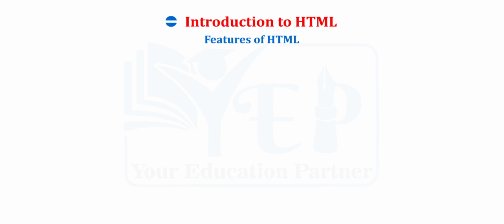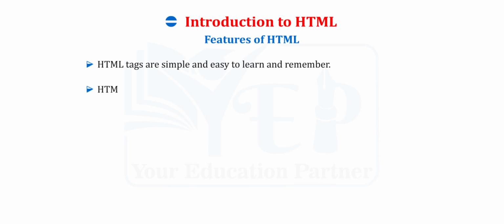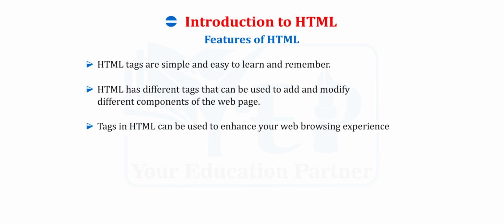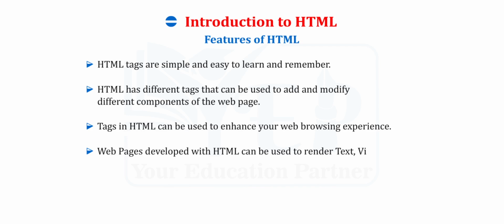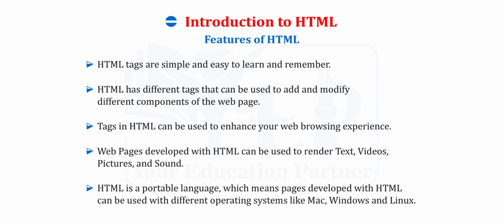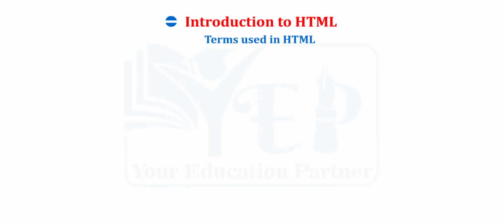Features of HTML. HTML tags are simple and easy to learn and remember. HTML has different tags that can be used to add and modify different components of the web page. Tags in HTML can be used to enhance your web browsing experience. Web pages developed with HTML can be used to render text, videos, pictures, and sound. HTML is a portable language, which means pages developed with HTML can be used with different operating systems like Mac, Windows, and Linux.